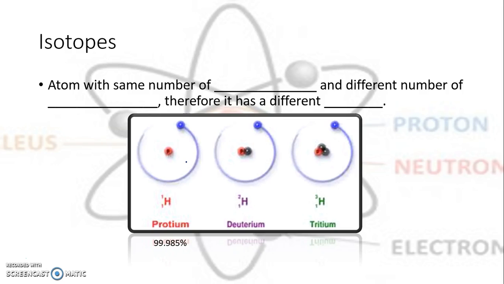Anyway, hydrogen 2, or H-2, deuterium, is 0.015% abundant, and it has 1 proton and 1 neutron.